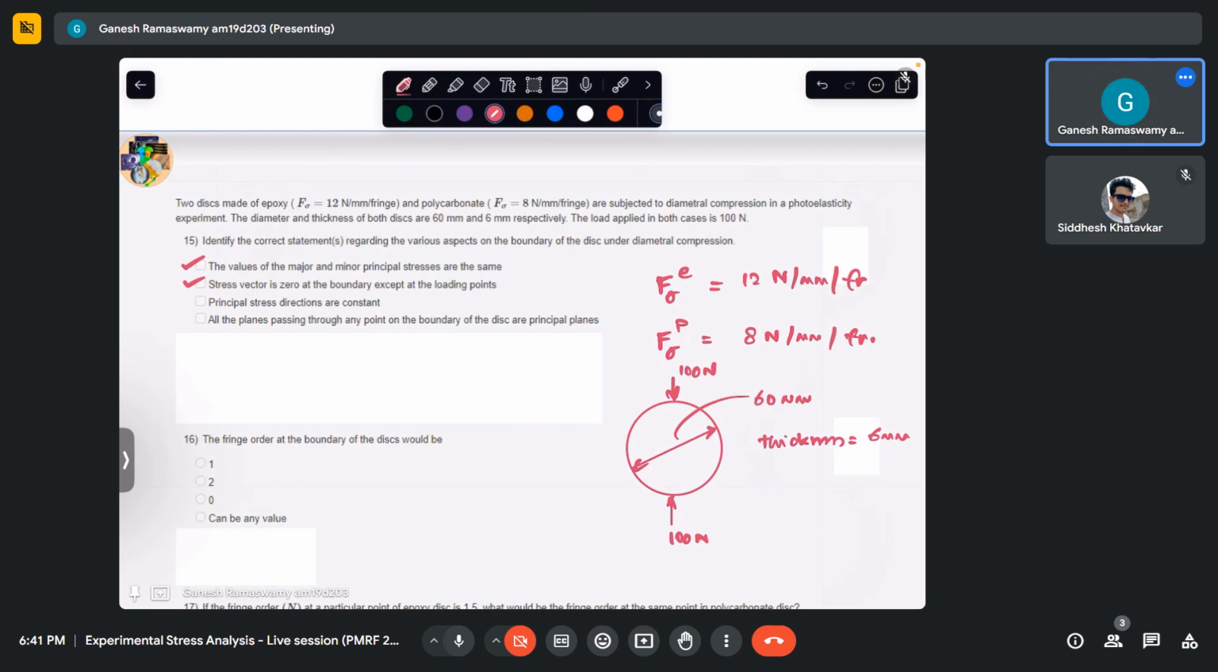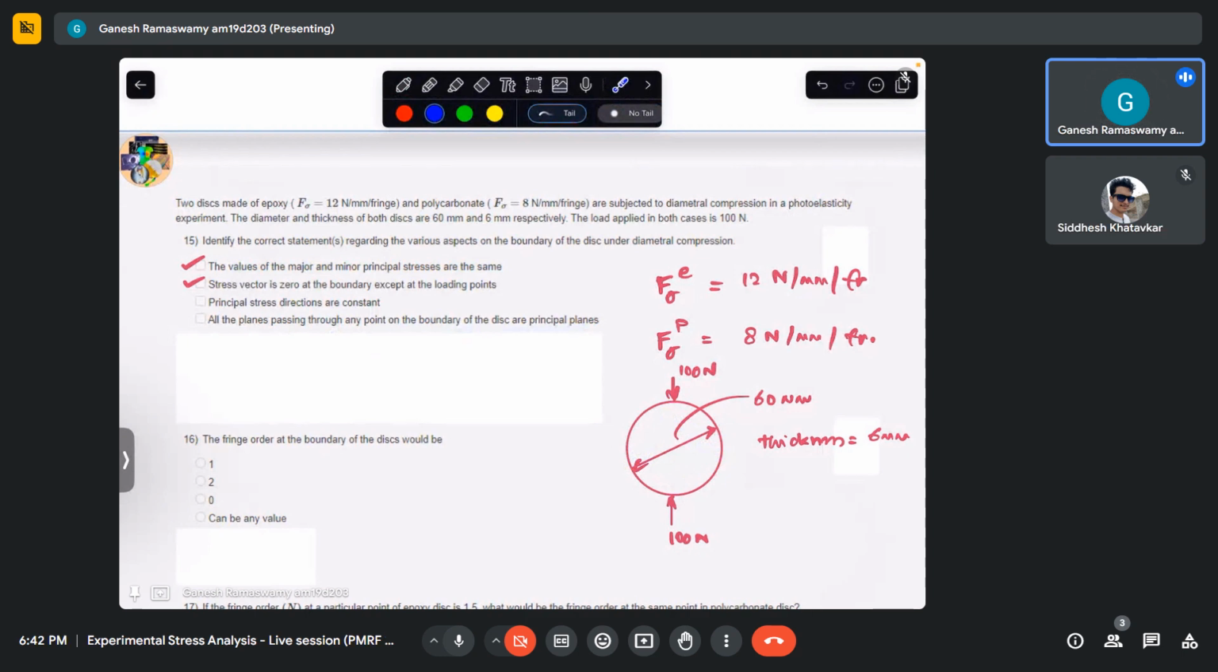So, this holds. Principal stress directions are constants. This is not true. If we were to see how the isoclinics look, for 0 degrees, isoclinics look like that, and then we slowly rotate and sweep the entire plane, for 30 degrees and 45 degrees, 90 degrees. It is shown in the lecture how it varies. So principal stress directions are not constants along the boundary. All the planes passing through any point on the boundary of the disk are principal planes.